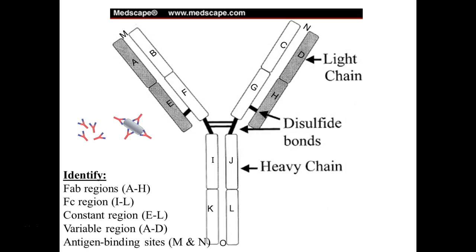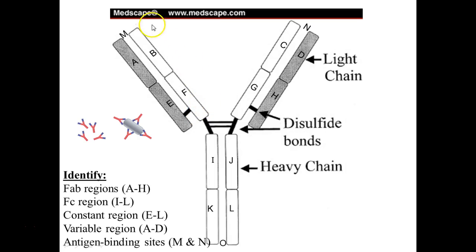So if we were to label every little piece in this diagram with a letter, just to give you an example of how it may be presented on a test, and I asked you to indicate which regions were variable regions, you'd have to say A, B, C, and D. The first portion of a light chain, the first portion of this heavy chain, the first portion of this heavy chain, and the first portion of this light chain. So when I have it written here, I mean A through D. All the rest, E, F, G, H, I, J, K, all the way through to L, that's all constant region.